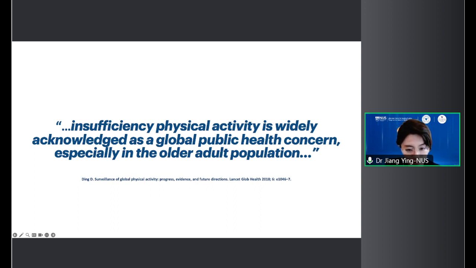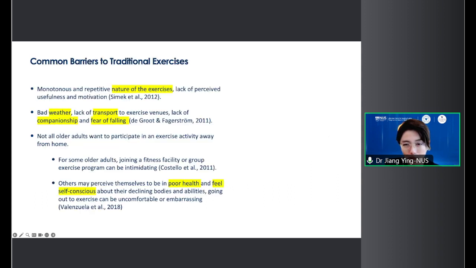And then the question is that we want to ask them why, even though they know that there are so many benefits of being physically active, they do not want to participate. So we look in the literature, we find what are the common barriers to traditional exercise, why people are not doing it. So this one should show you.